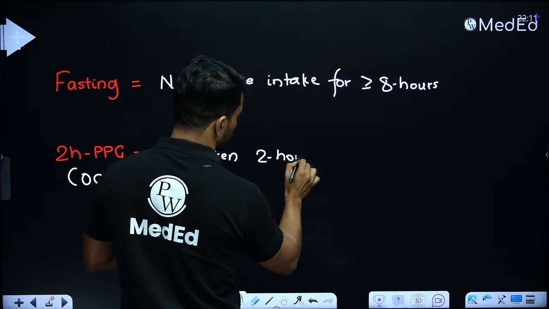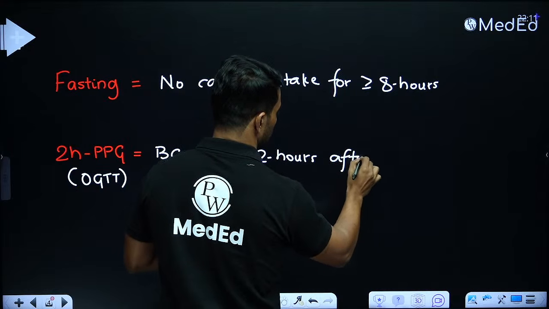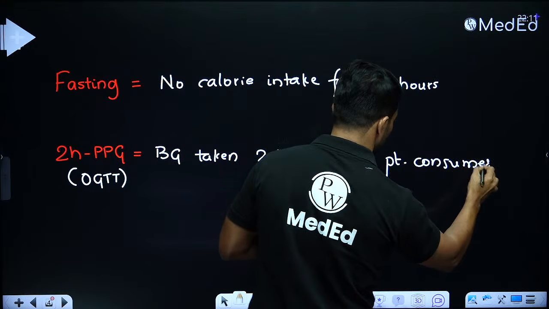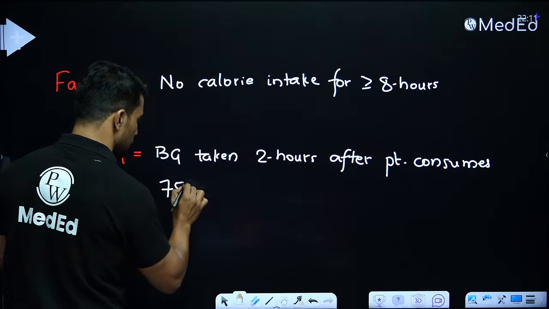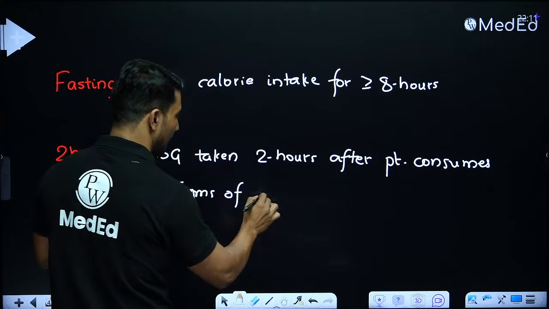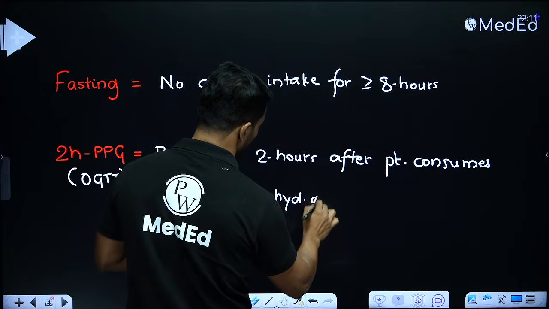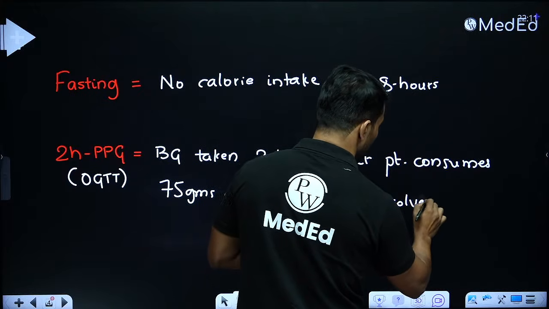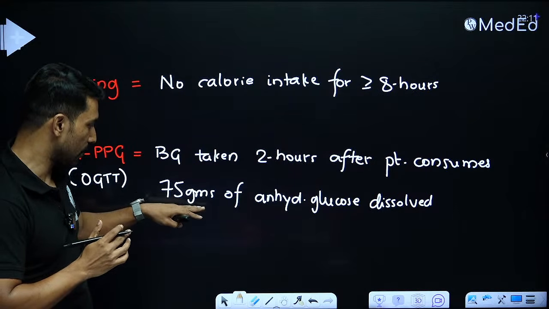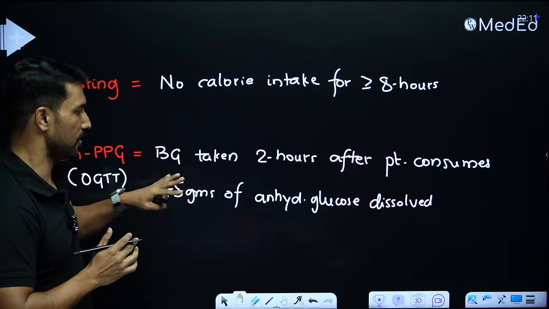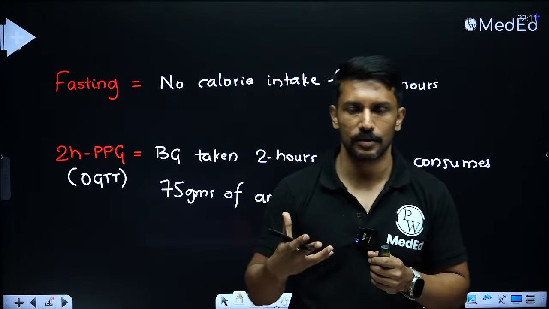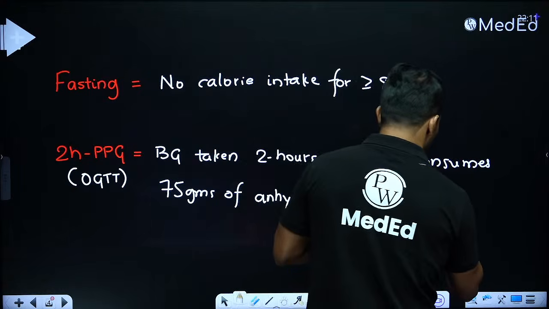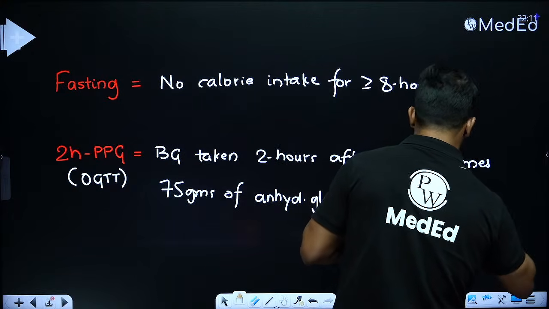2 hours after patient consumes 75 grams of anhydrous glucose dissolved in water. So the amount of carbs that is going into the patient's body and the form of carbohydrate is defined here. Patient has to take 75 grams of anhydrous glucose dissolved in water, and 2 hours later we will check the plasma glucose levels. That is our postprandial glucose values, right?